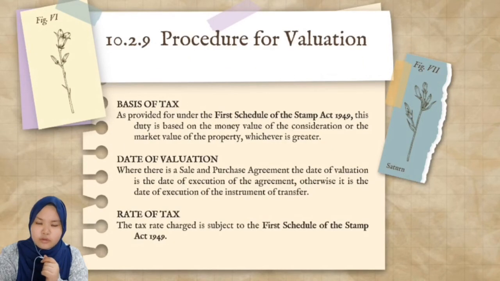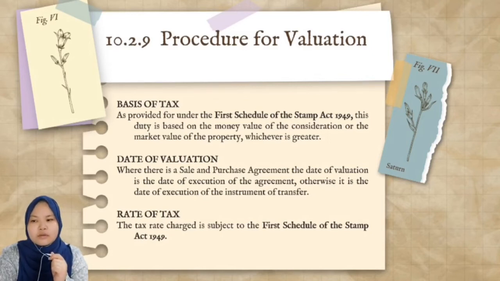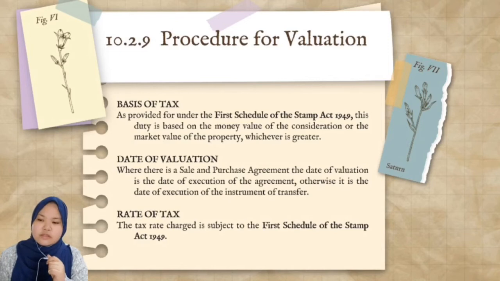Next, I'm going to talk about the procedure for the valuation. We need to consider the basis of the tax as provided under the First Schedule of Stamp Act 1949. This duty is based on the money value of the consideration or the market value of the property, whichever is greater. Where there is a sale or purchase agreement, the date of valuation is the date of execution of the agreement. Otherwise, it will be the date of execution of the instrument of transfer.